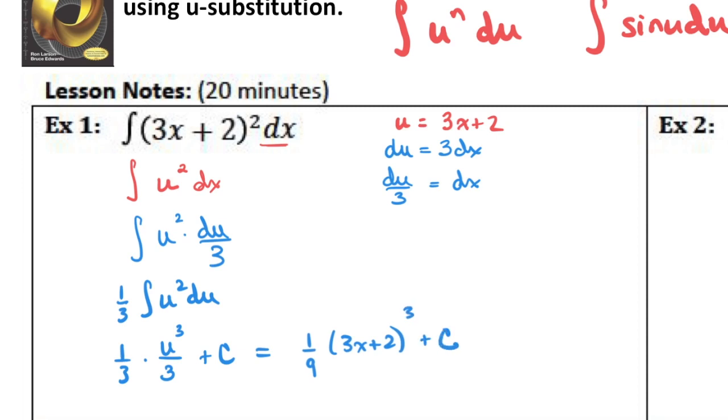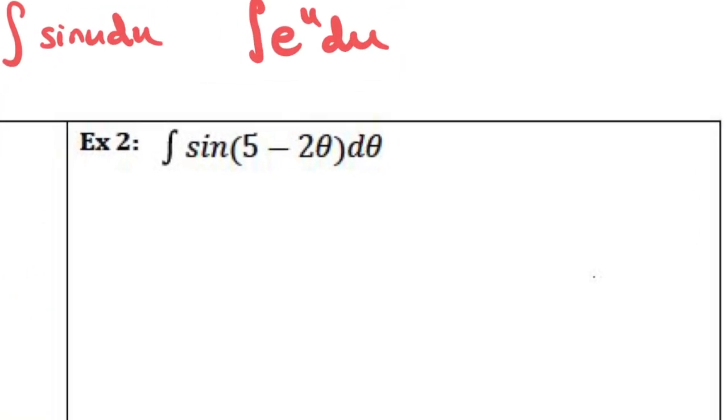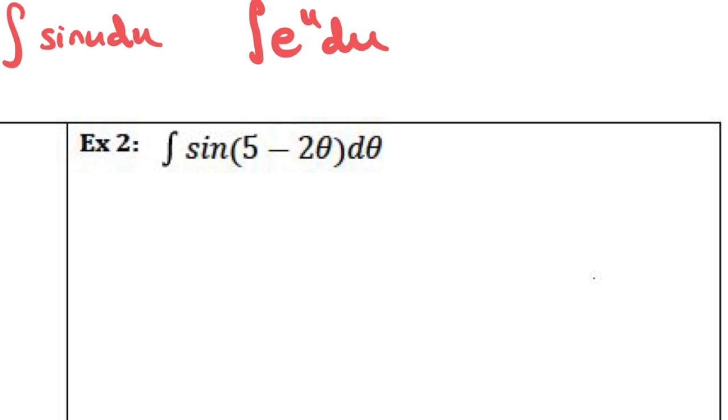So in order to complete these problems, you must know your basic antiderivative rules. That's why we've been practicing. And you're going to do u substitution to simplify these complex problems. As I'm looking at example 2, now I know the antiderivative of the sine. This one, though, has an angle that's a bit more intense. So if we were to let u equal the angle 5 minus 2 theta, du is going to be equal to negative 2 d theta.